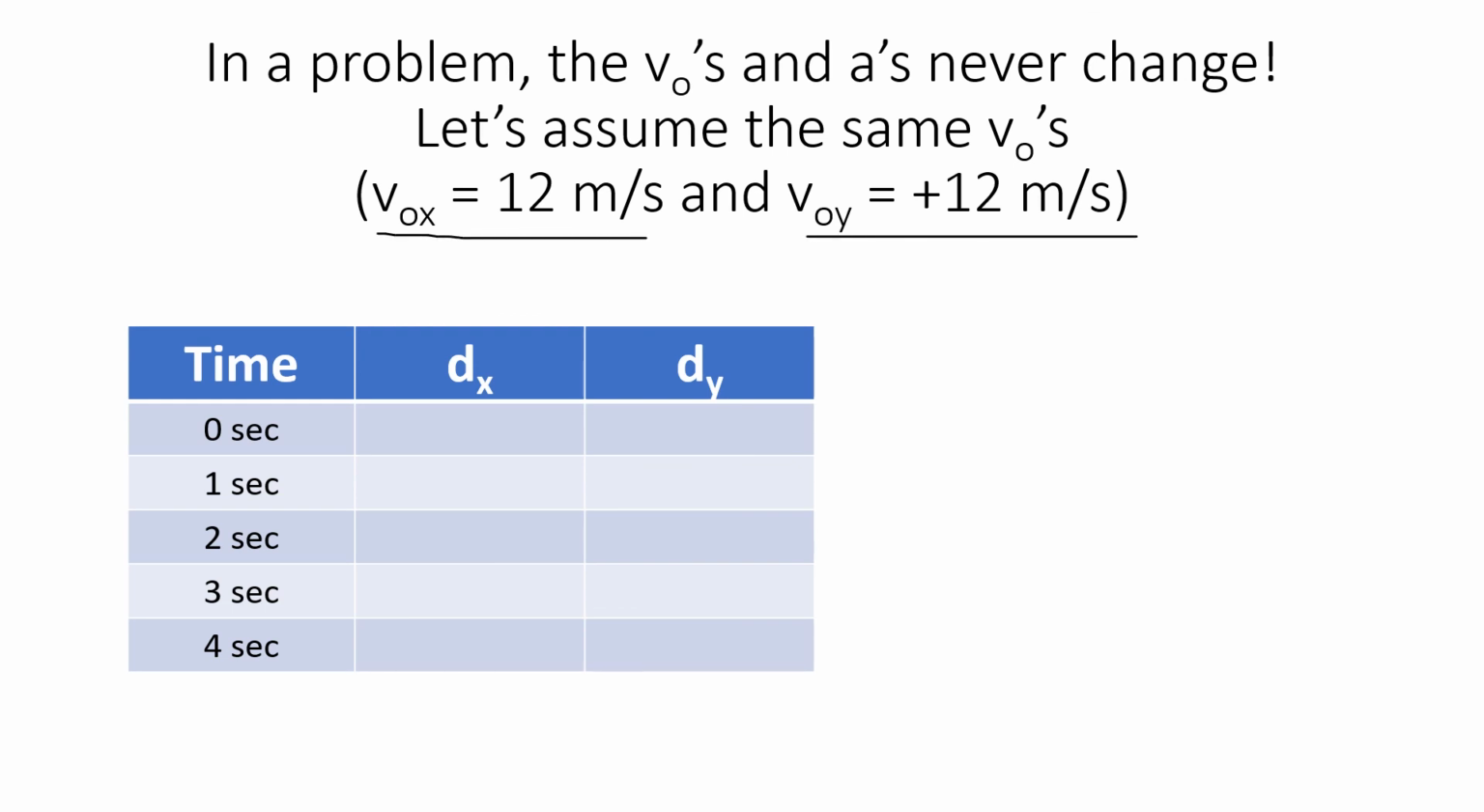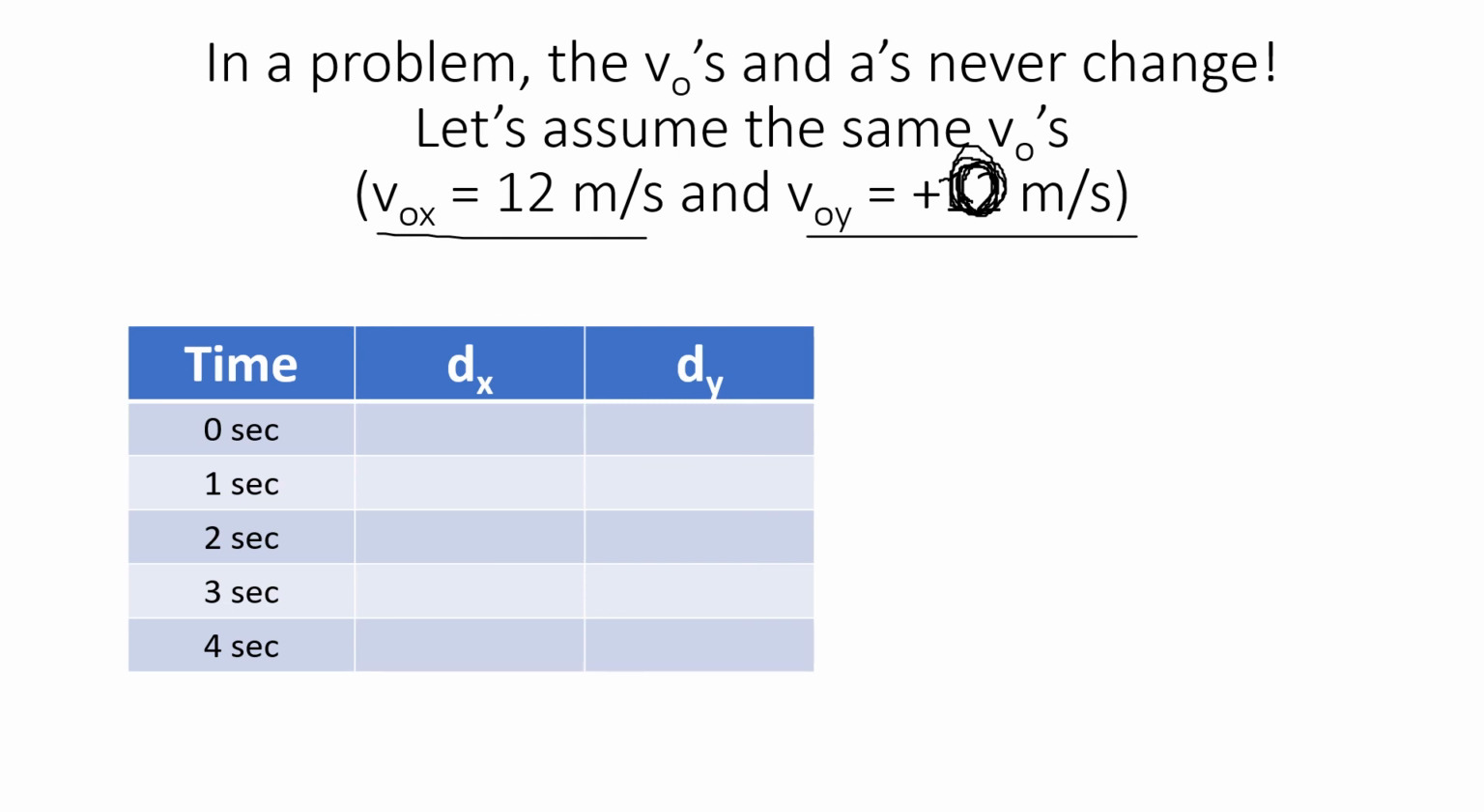Oh, that should have been 0. This should have been 0. The previous page had a 0 V0. I apologize. I wrote the wrong number there. That should have been a 0. Excuse me. So the V0x is 12, and the V0y is 0.